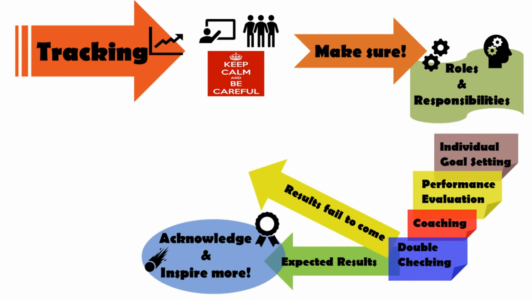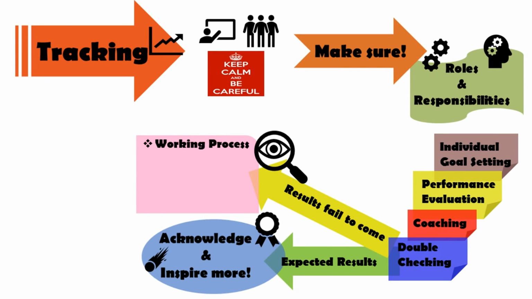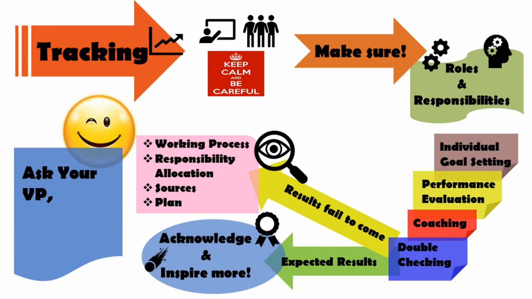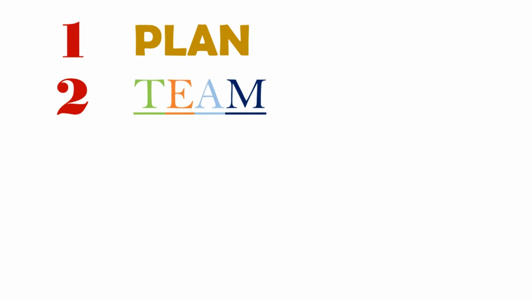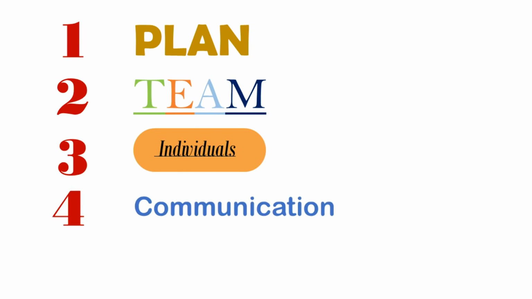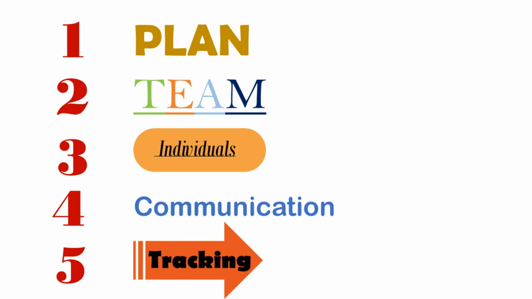If the results fail to come, then let's review the working processes, the responsibility allocation within the team, your sources and lastly the plan. Do not be afraid to ask for help from your VP or MM mates or from us. We would be really happy to assist. So that was it. Just to make sure you remember all those tips, the 5 elements are the plan, the team, the individuals, the communication and the tracking.